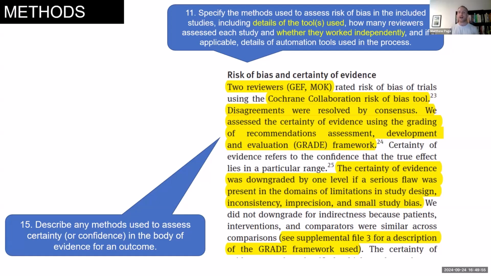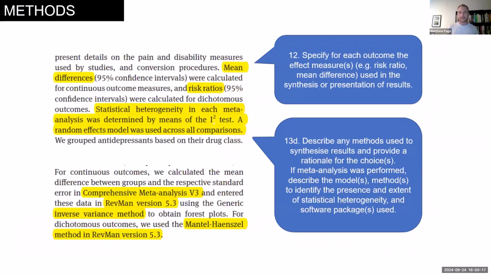But in contrast, a different method, that of assessing certainty or confidence in the body of evidence, which is typically done using the GRADE framework, was reported in quite a lot of detail, including in a supplementary file showing the particular GRADE framework used. And then finally, in terms of methods, the methods for data analysis were also quite clear in terms of which effect measures, which models, and which statistical software packages were used to run the analyses.